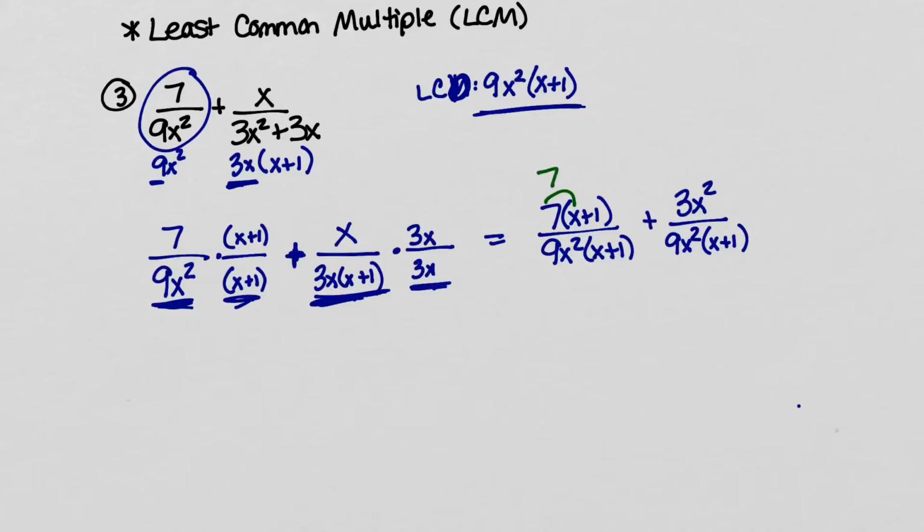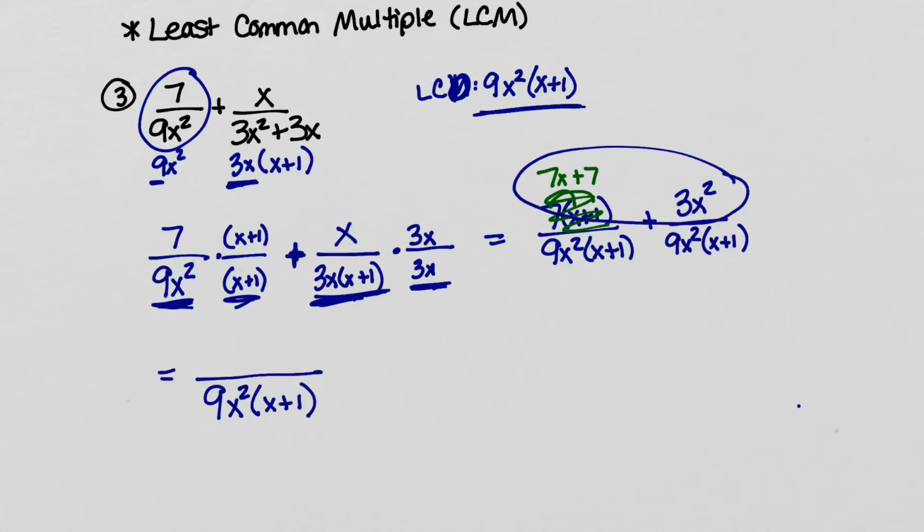7 times x is 7x. 7 times 1 is 7. So this numerator right here became a 7x plus 7, okay? Now, my denominator stays the same: 9x squared times an x plus 1. And then I have to add all the numerators up together.